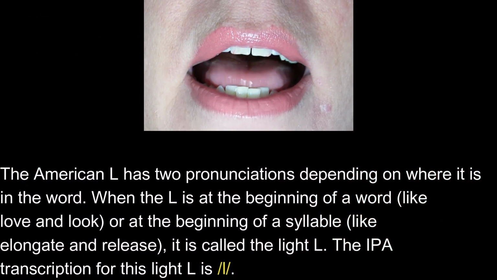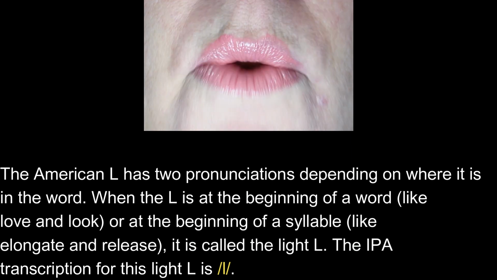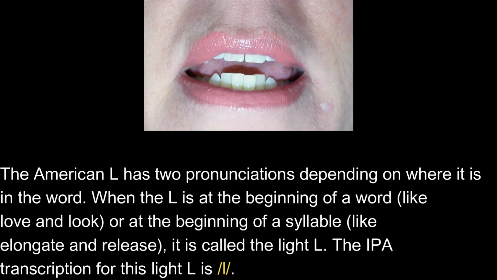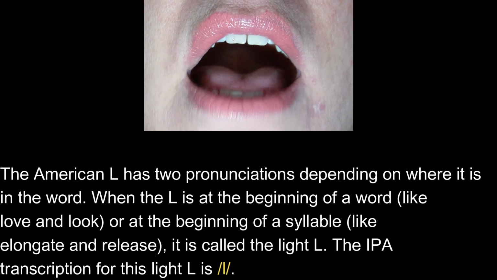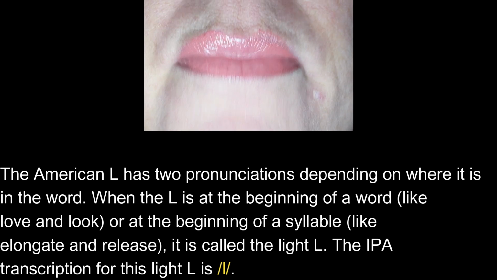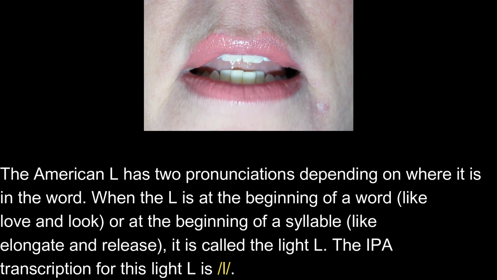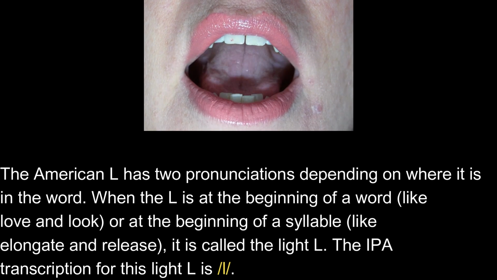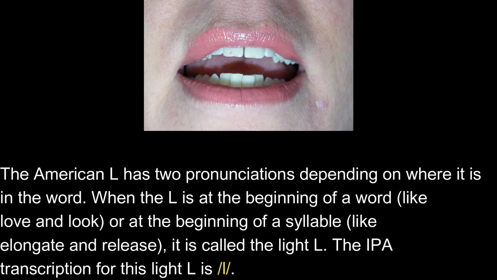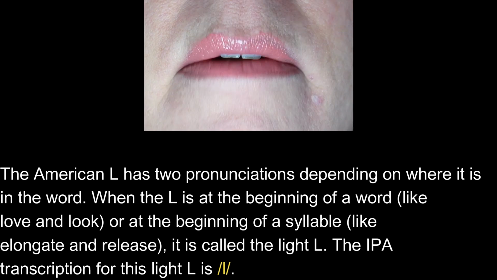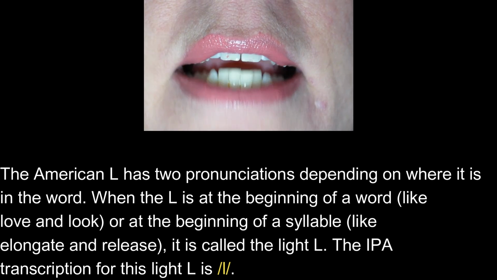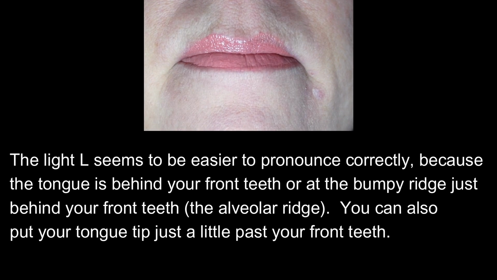The American L has two pronunciations depending on where it is in the word. When the L is at the beginning of a word, like love, like, look, or at the beginning of a syllable, like elongate, release, it is called the light L. The IPA transcription for this light L is this.